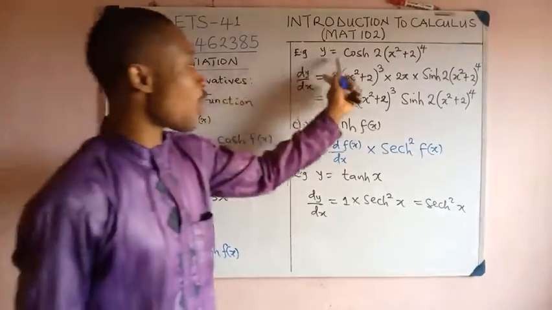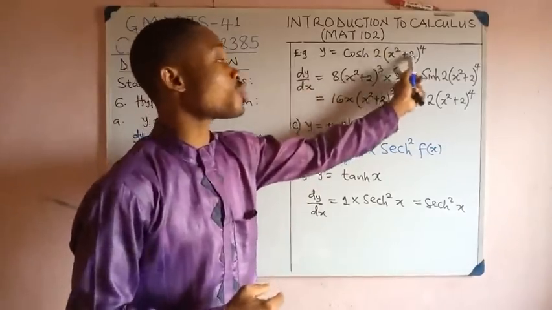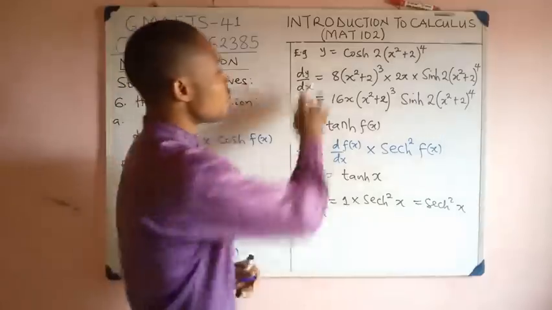Now we have an example here. y is equal to cosh 2 open bracket x squared plus 2 close the bracket raised to power 4. We have to obtain dy dx. What do we do?